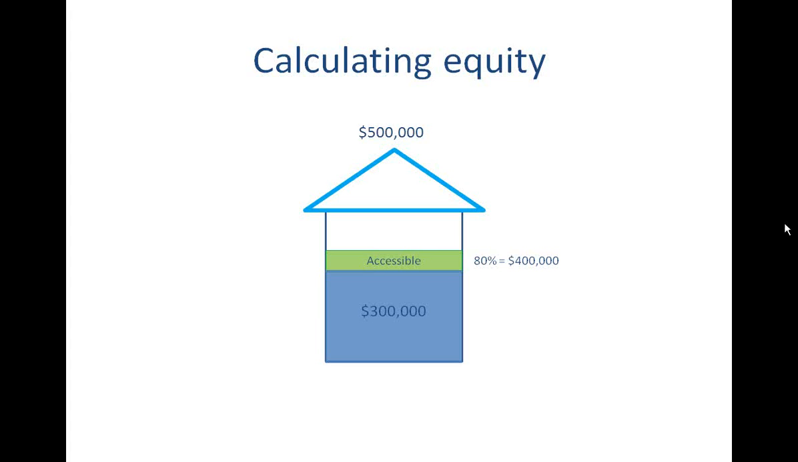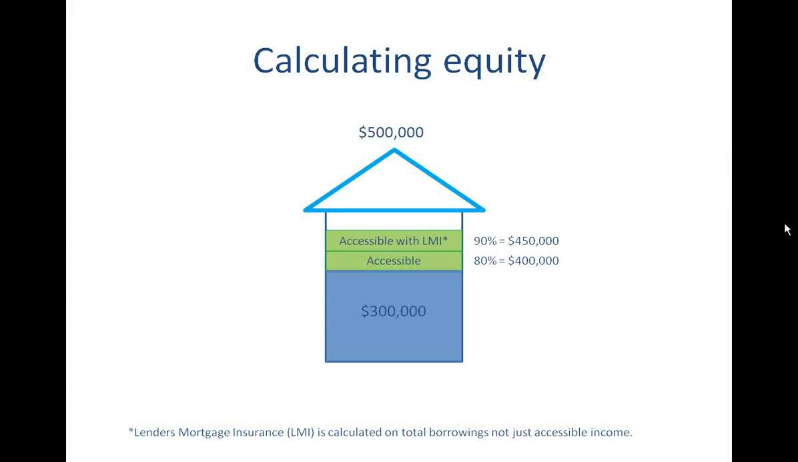Now, this is important because at this point, you would not have to pay any lender's mortgage insurance as your total borrowings don't exceed the 80% loan to value ratio. You may have also heard this referred to as LVR. Now, you can potentially access another $50,000 of your equity. However, this would take your total borrowings above the 80% mark, and you would then be charged lender's mortgage insurance. And that's not only on the additional $50,000, but on the total borrowings of $450,000. This can become very costly.